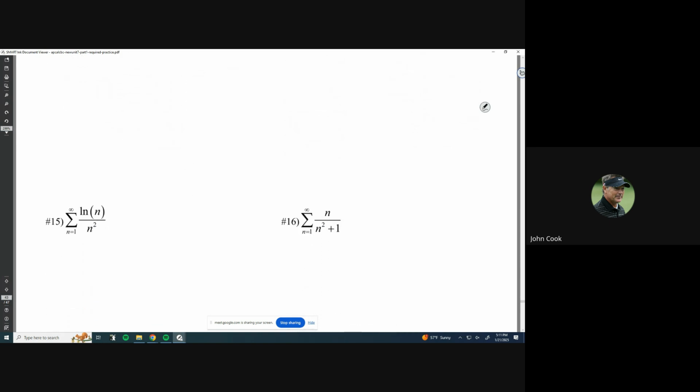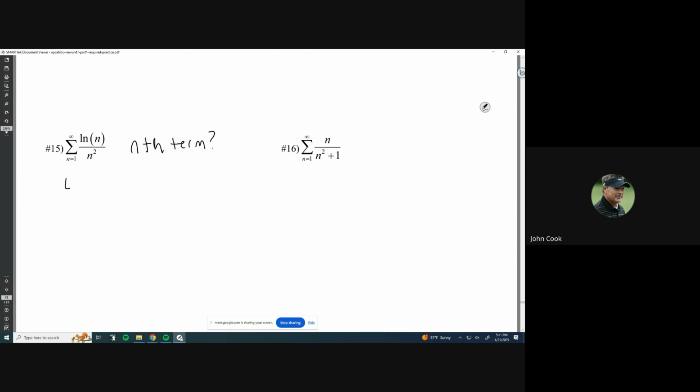And then let's see. Natural log of n over n squared. Oh gosh. Yeah, what would I use for that one? Well, it'd be infinity over infinity. You know what? I'd probably test for an nth term test first. See what happens with that. So let's see here. Limit as n goes to infinity of natural log of n over n squared.